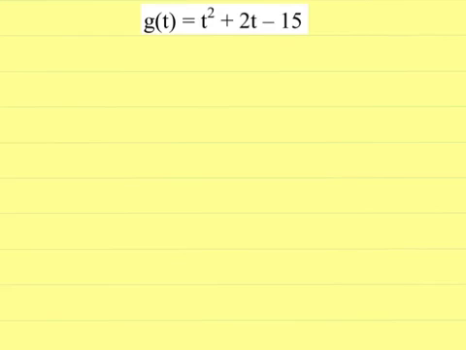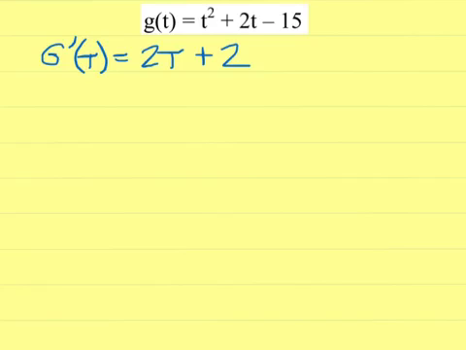Example. Here's the function. It's g of t equals t squared plus 2t minus 15. What do we do first? Find the derivative. I don't like writing lowercase letters. I know it's a lowercase g, but I'm going to write an uppercase G. The first derivative of g of t is going to be 2t plus 2.